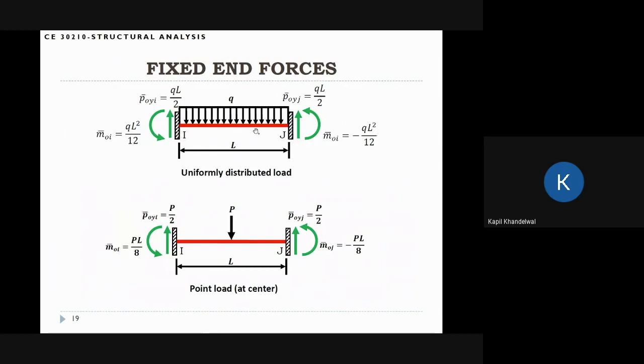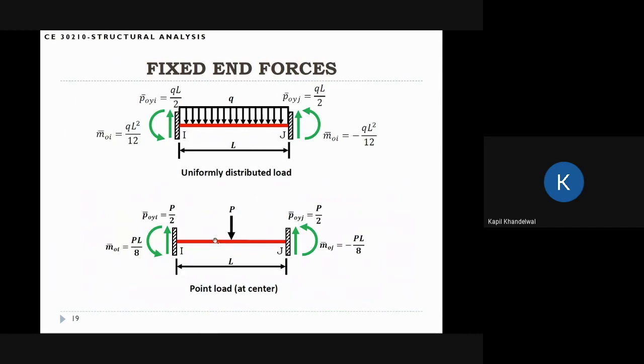How do we actually solve or get these numbers? To get these numbers, we have to just solve the differential equation of the beam. In our class, we are not interested in solving differential equations, so we can use this information directly. And in the second case, there is a point load acting at the center.